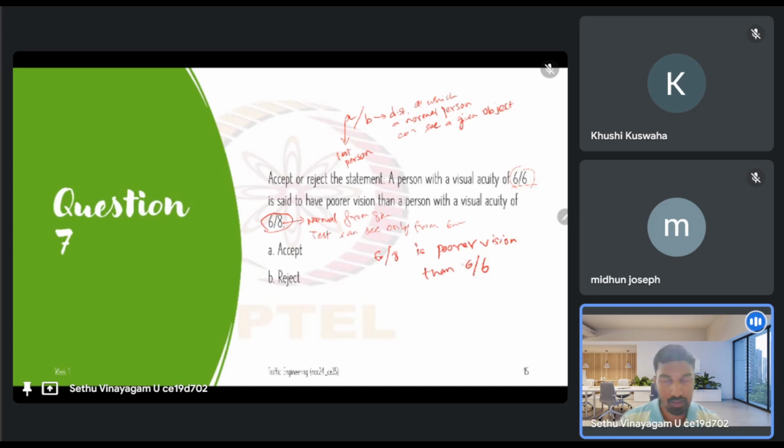So the first number, the numerator, is the person being tested. With respect to the normal person, how is the eyesight for the person being tested? So 6 by 8 is poorer than 6 by 6. But the given statement says the opposite. It says 6 by 6 is poorer than 6 by 8. So therefore, we are rejecting the statement. It is incorrect. Any doubts?